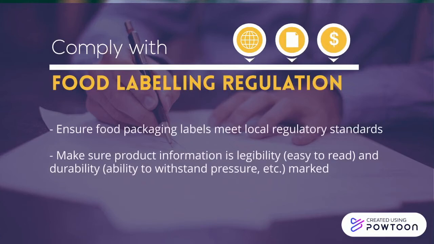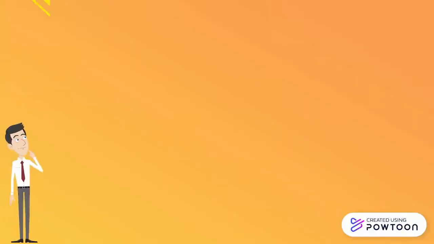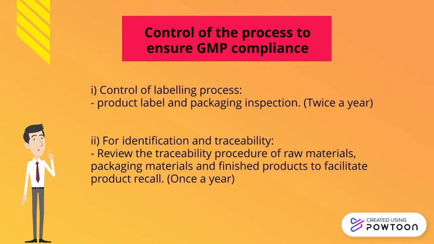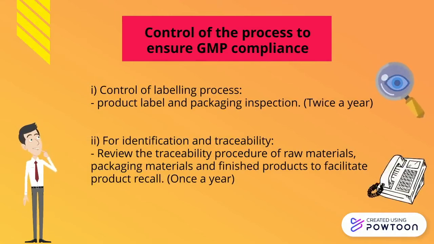QA executives should ensure food packaging labels meet local regulatory standards and also make sure the product information is legible and durably marked. Control of labeling process should be carried out twice a year, while the review of traceability procedures should be carried out once a year to facilitate product recall.